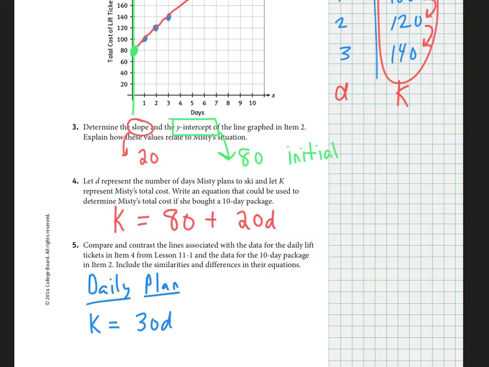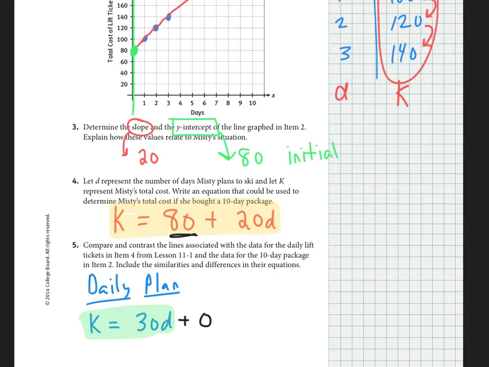So how does that look in comparison to what we said with the 10-day package, which we just wrote the equation for here? So I'm noticing right away the daily plan, the one from the previous section, is just 30D. There is no initial value. There's no constant term, right? It's just 30 times the number of days. So that's one difference. This one that we just wrote, K equals 30D, it actually has a y-intercept of 0. If we wanted to, we could write a plus 0 on there, because there's no constant term, because there's no upfront initial fee like there was before.